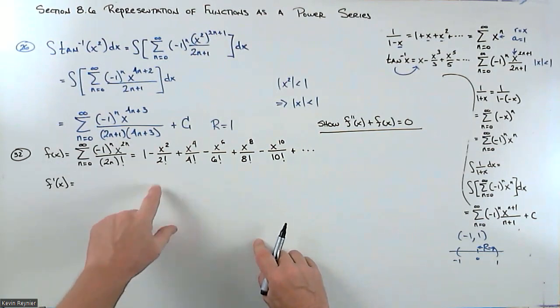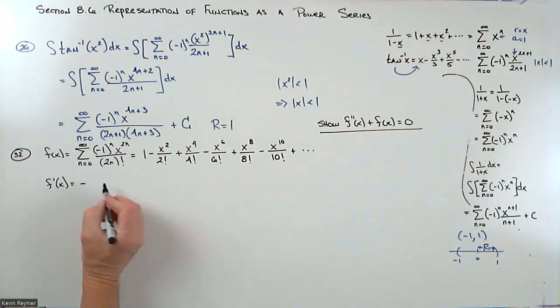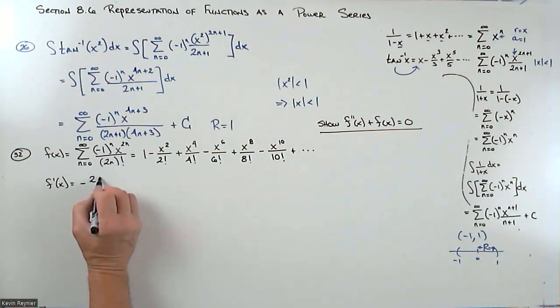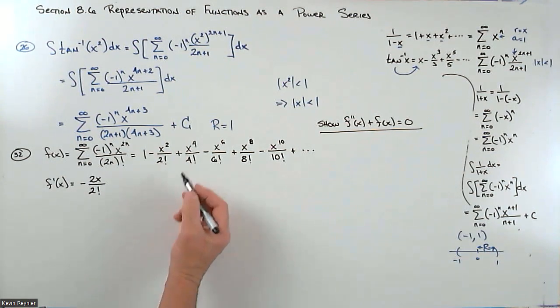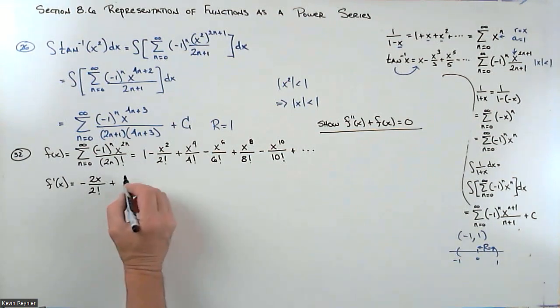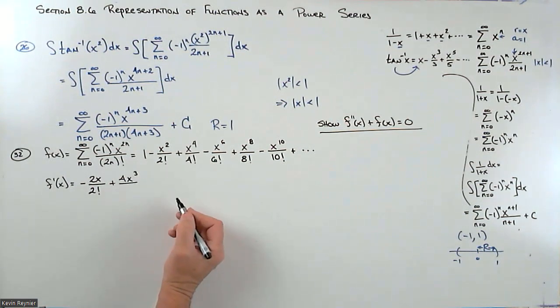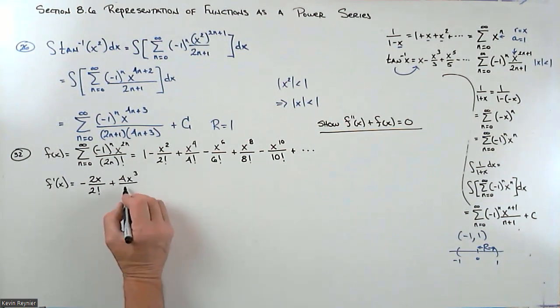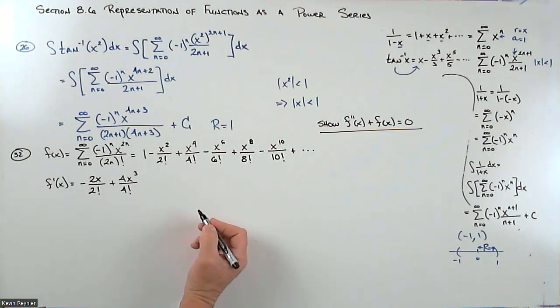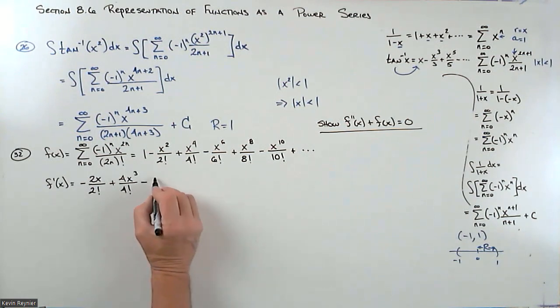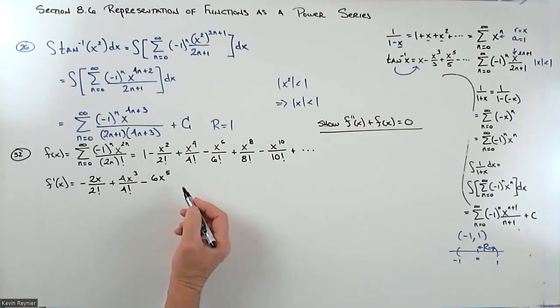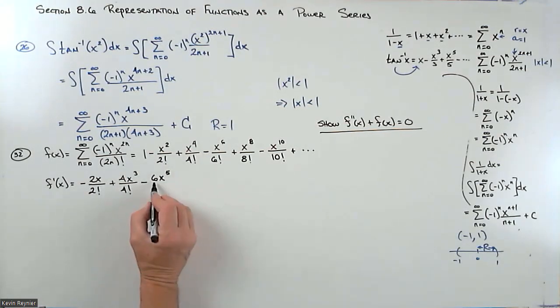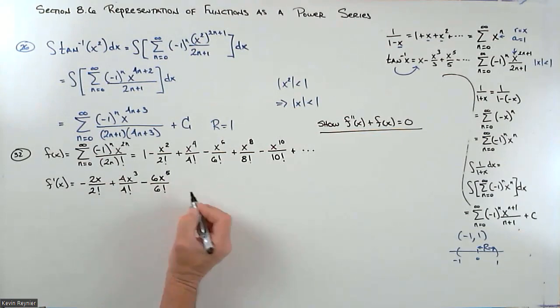The derivative of x squared over 2 factorial with a negative out front is going to be minus. We're going to bring the 2 down. We're going to have x. We're going to have 2 factorial. Here, we're going to have plus. We're going to bring the 4 down. We're going to have x cubed, and that's going to give us that over 4 factorial. Here we're going to have minus. We're going to bring the 6 down. We're going to have x to the 5th, right? Subtract 1. And down here we have 6 factorial.